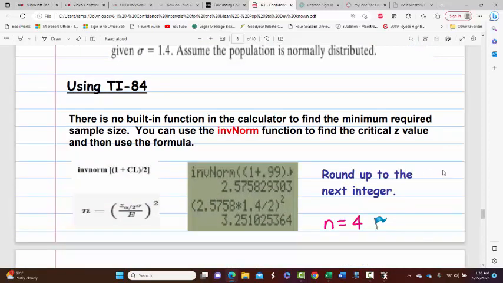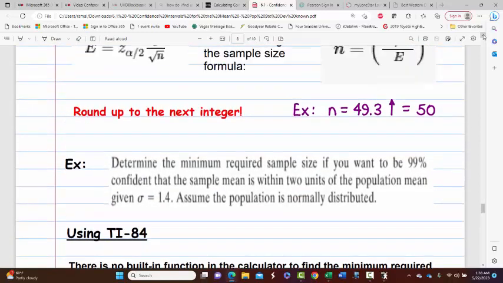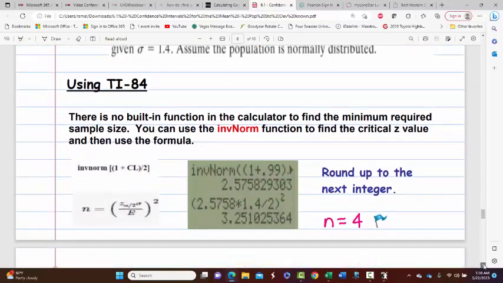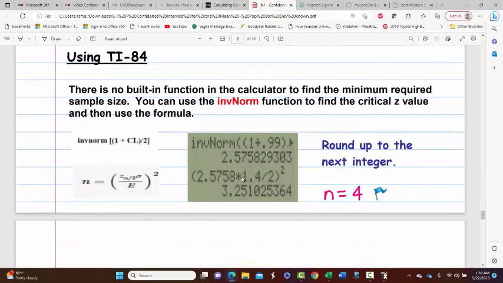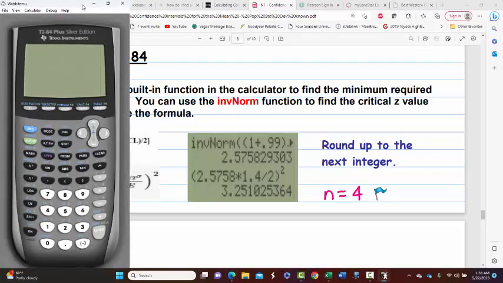Now the calculator doesn't have a built-in function, as I mentioned here. So what you have to do is you do the inverse norm to get your critical value, and then you'll plug it right into the formula. So there's the formula. I did inverse. You can't see the rest of it, but inverse of 1 plus 0.99, divided by 2. Okay, so that just kind of cut off the screen there.